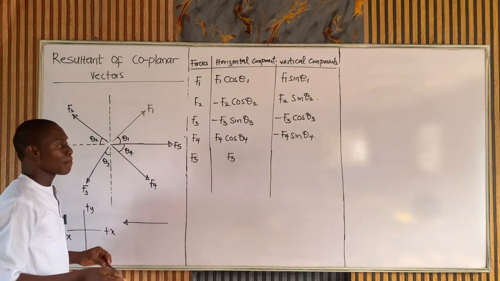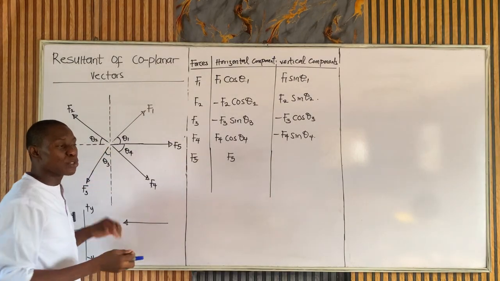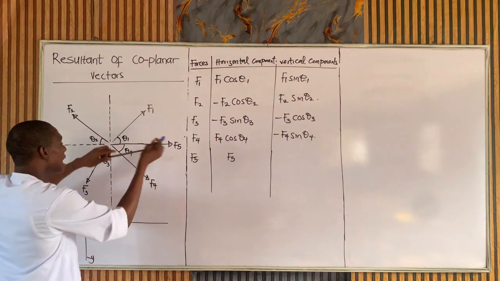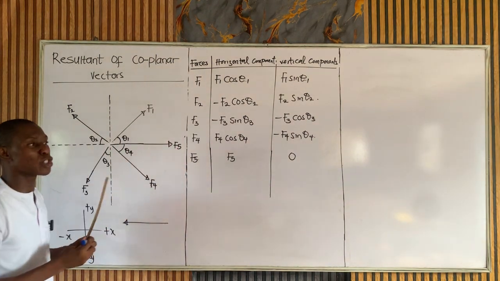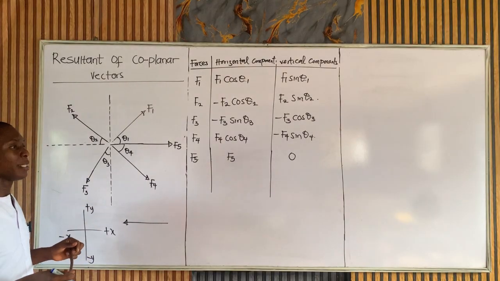And that tells you that a horizontal vector contributes nothing towards the vertical. If you resolve this F5 to the vertical, it's going to just be 0. Because it lies in the horizontal, it's not going to contribute anything to the vertical.